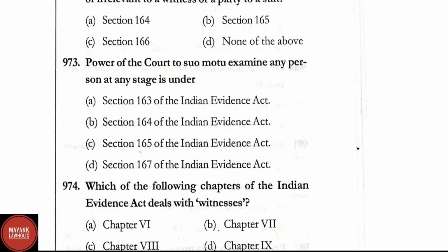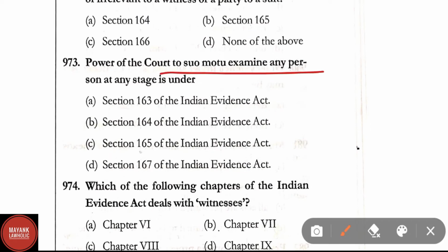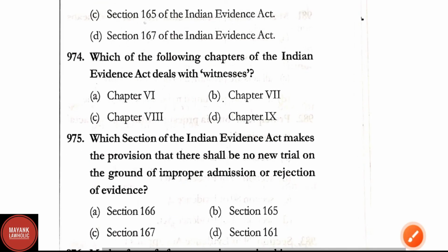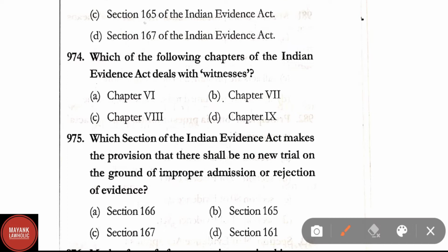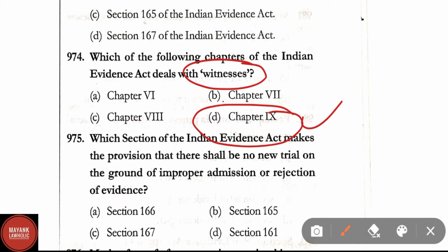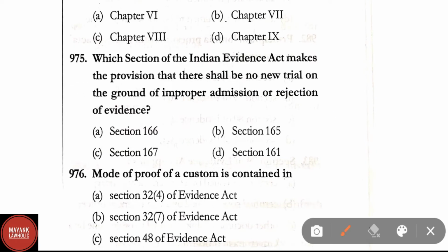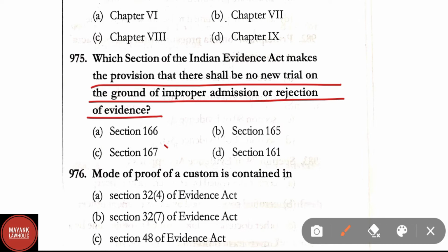Question number 973. Power of a court to suo motu examine any person at any stage is under. Here the correct answer is option C, that is section 165 of the Evidence Act. Question number 974. Which of the following chapters of the Indian Evidence Act deals with witnesses? Here the correct answer is option D, that is chapter 9. Question number 975. Which section of the Evidence Act makes the provision that there shall be no new trial on the ground of improper admission or rejection of evidence? Here the correct answer is option C, that is section 167.